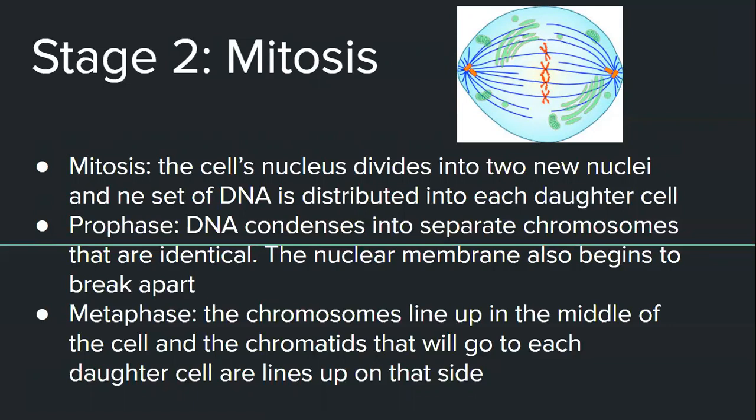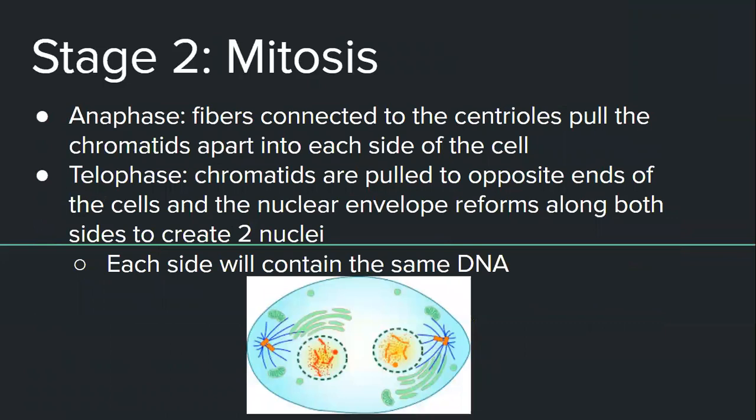Recall that during replication, chromosomes have formed. The two chromatids that make up the chromosomes are exact copies of identical DNA. The nuclear membrane that surrounds the identical DNA begins to break apart. In metaphase, which is the second part of mitosis, the chromosomes line up along the center of the cell. Chromatids that will go into each daughter cell are lined up on that side of the cell. Next, we're going to have anaphase.